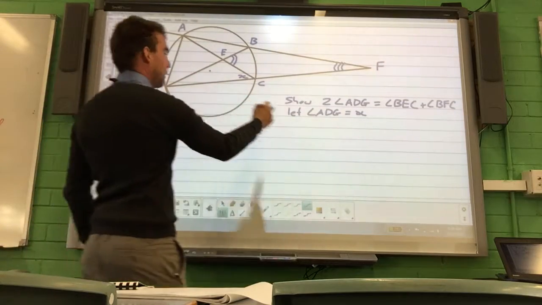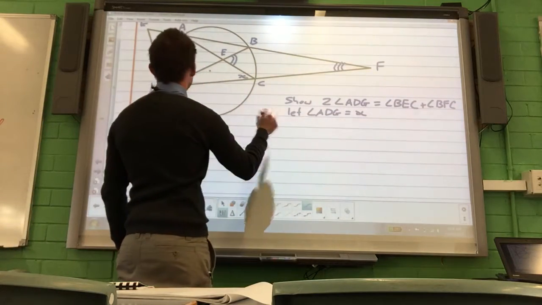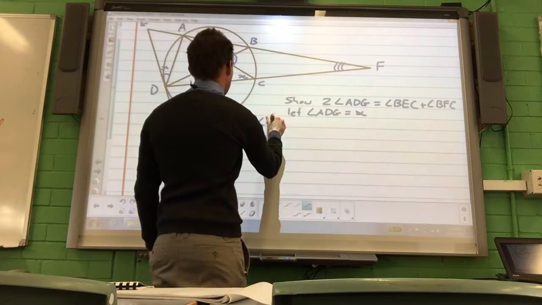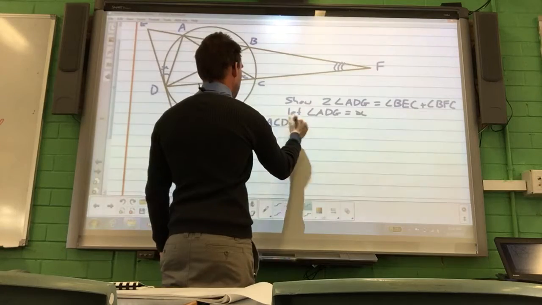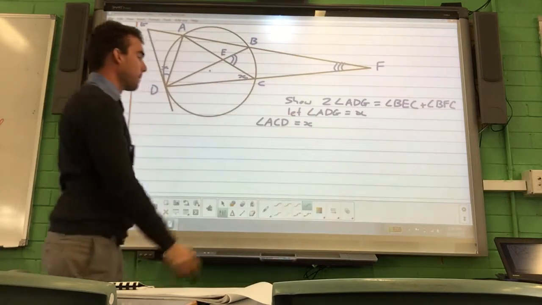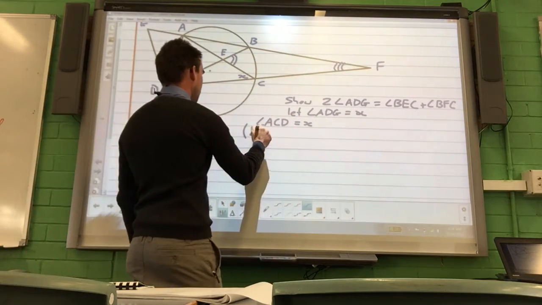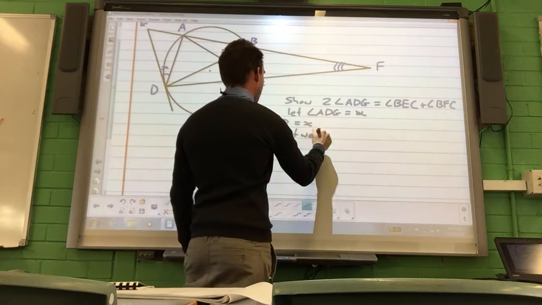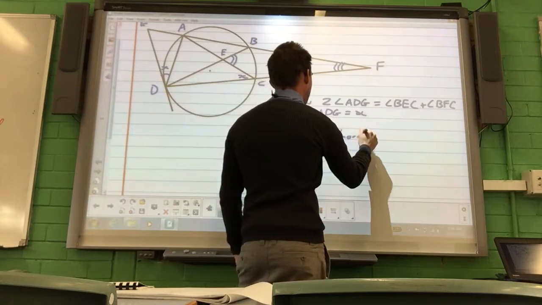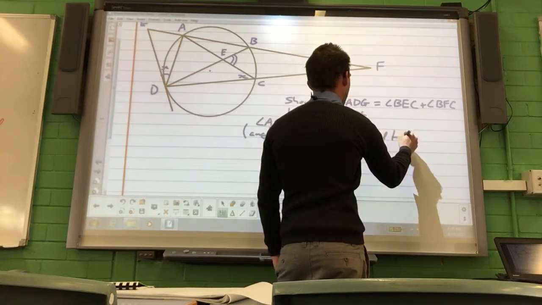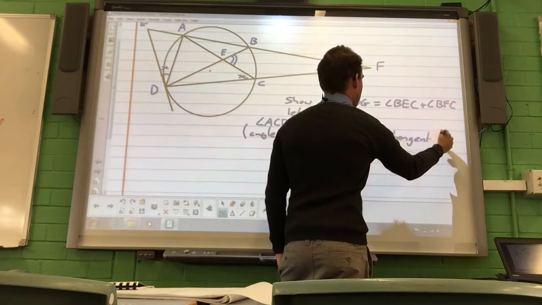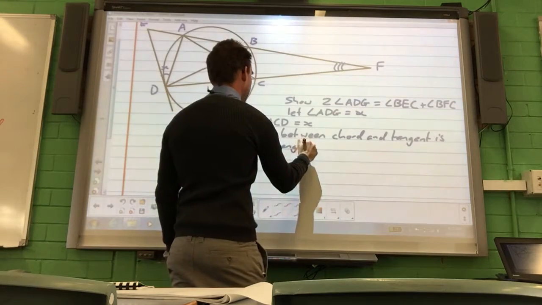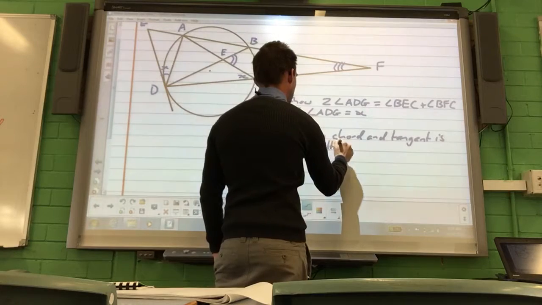Right, let's start with the first one first. So angle ACD is also equal to x. So angle between chord and tangent is equal to angle in alternate segment.